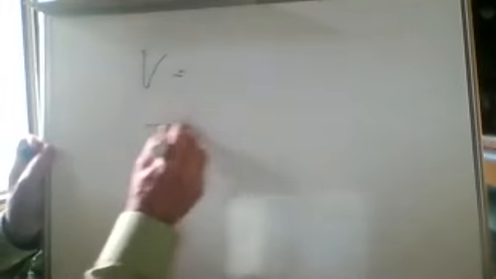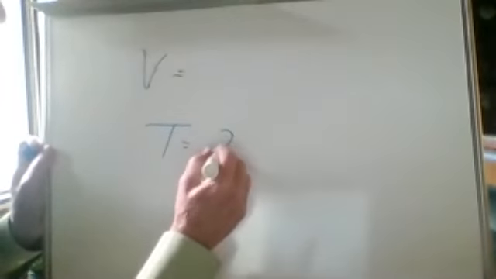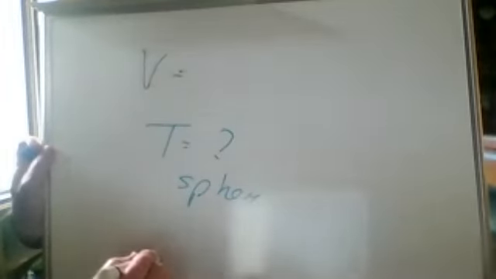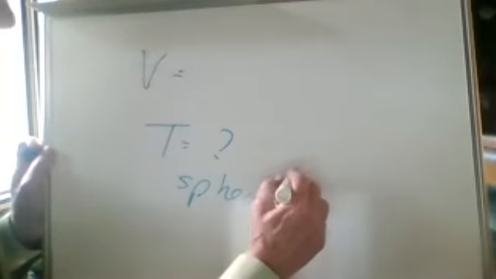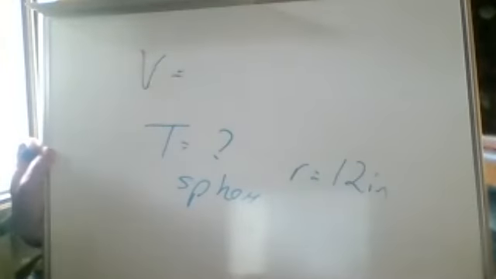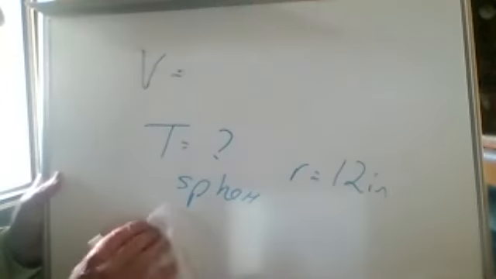The next one asks you to find the surface area of a sphere. If the radius is 12 inches, pretty simple. The radius of the sphere is 12 inches. Find the surface area to the nearest 1/10 of a square inch. Pretty simple too, you need your calculator for that.